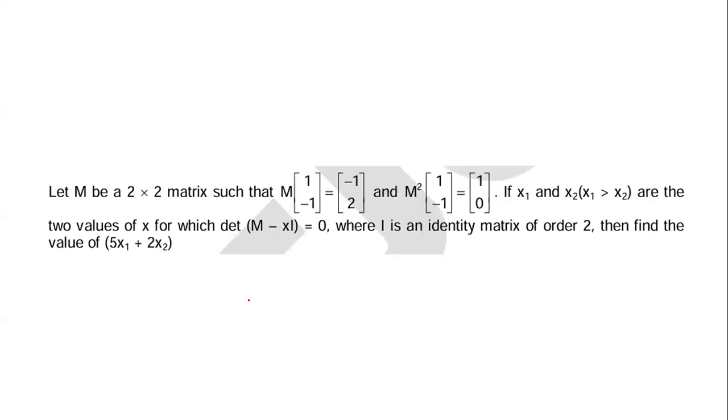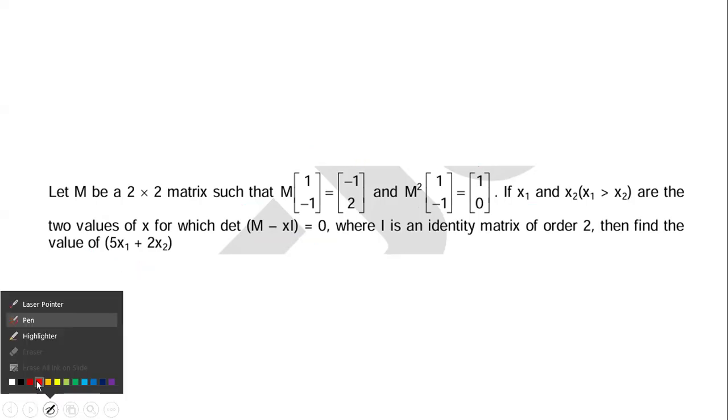So hello guys, in this video we are going to solve this problem. In this problem it is given that let M be a 2 cross 2 matrix such that M multiplied by this vector is equal to this vector and M square multiplied by this vector is equal to this vector. And if x1 and x2, where x1 is greater than x2, are the two values of x such that determinant of this M minus xI matrix is 0, where I is an identity matrix of order 2, then we have to find the value of 5 times x1 plus 2 times x2. So this is the problem. So let's see how we can do this.